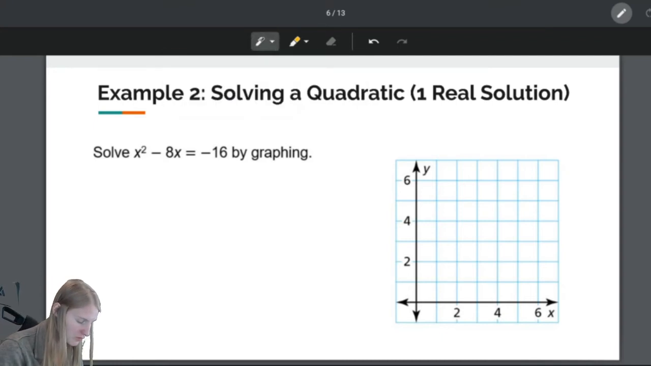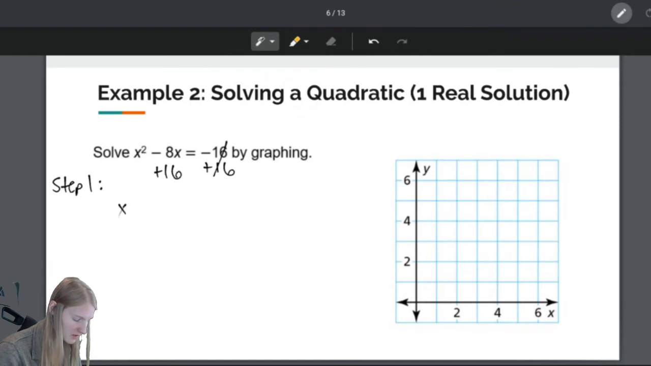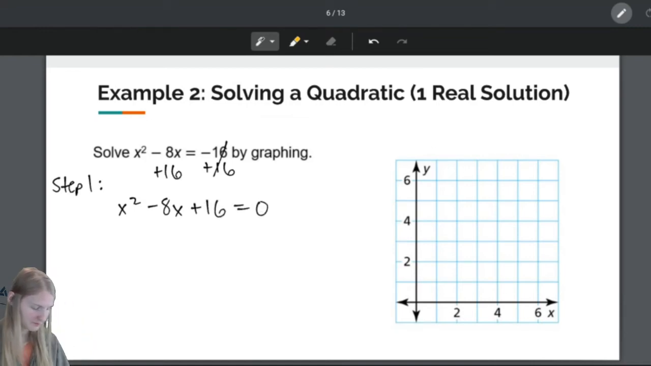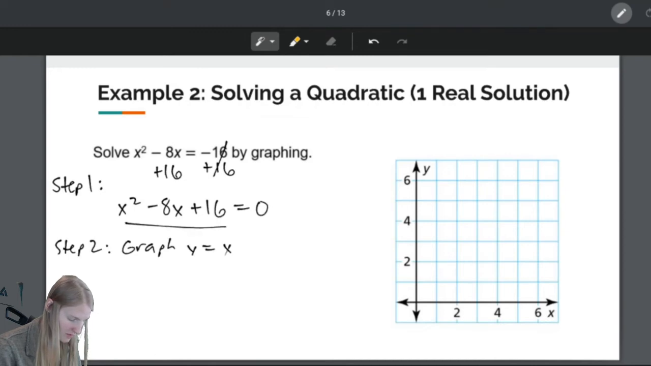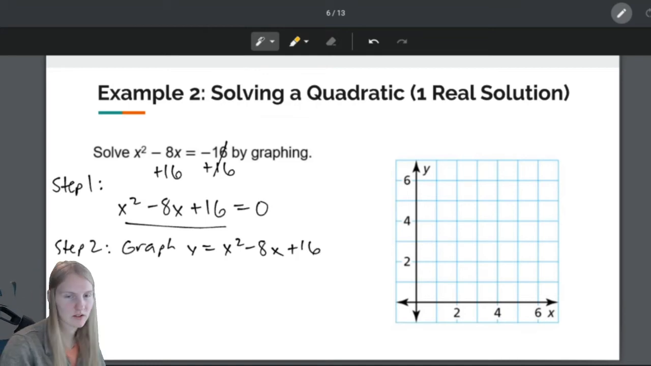So, step 1, standard form. Gotta get it equal to 0, plus 16 on both sides. X squared minus 8x plus 16 equals 0. Beautiful. Step 2, graph y equals this: x squared minus 8x plus 16.